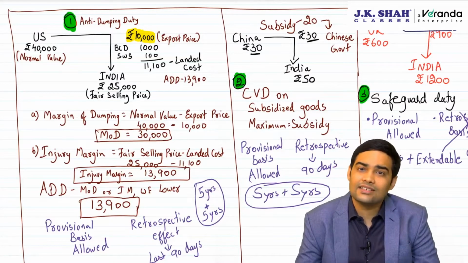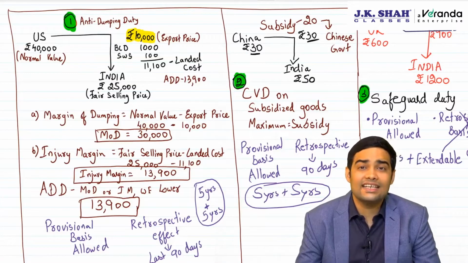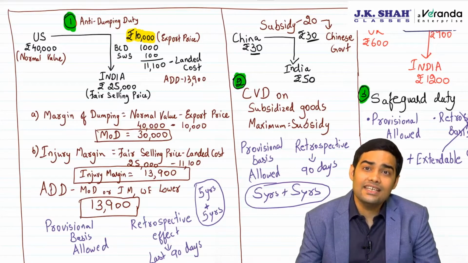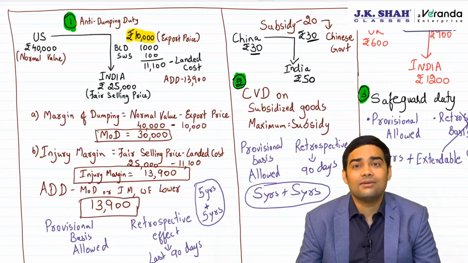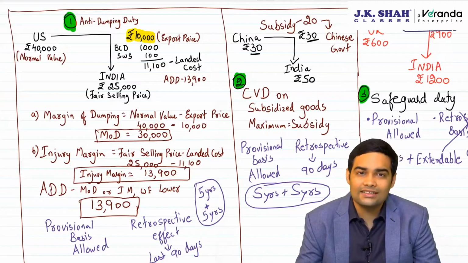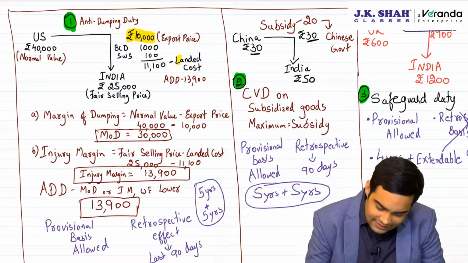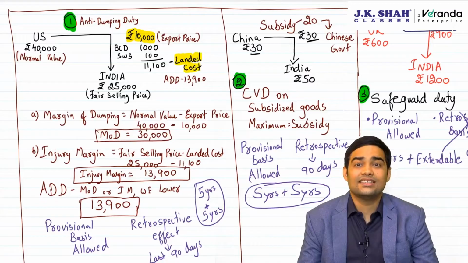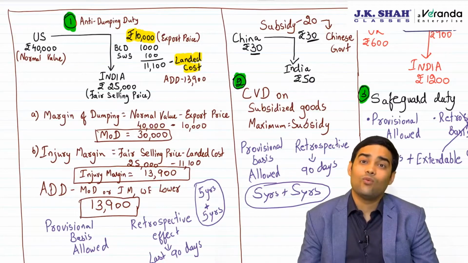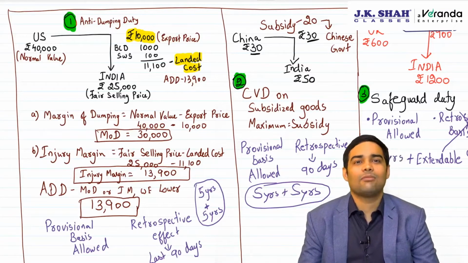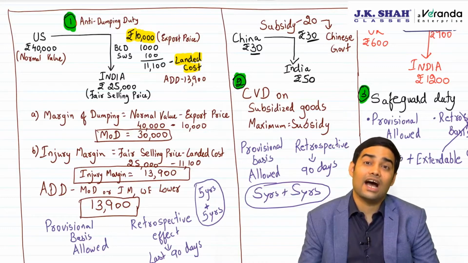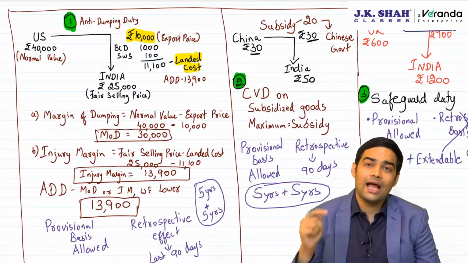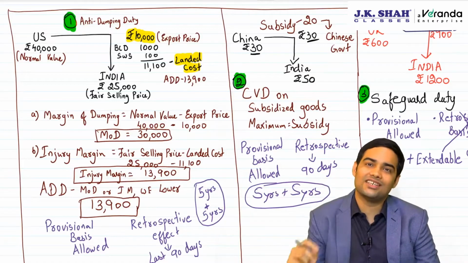Now in such case, what happens is that the Indian industry gets affected. The Indian manufacturer has a selling price of 25,000, while in case of import, the cost will be only 10,000 plus basic custom duty, social welfare surcharge. Totally, the landed cost coming to 11,100. Now, in such cases, the Indian manufacturer is affected. What would government do? Government can come up with anti-dumping duty. And how much of anti-dumping duty can be levied? Margin of dumping or injury margin, whichever is lower.